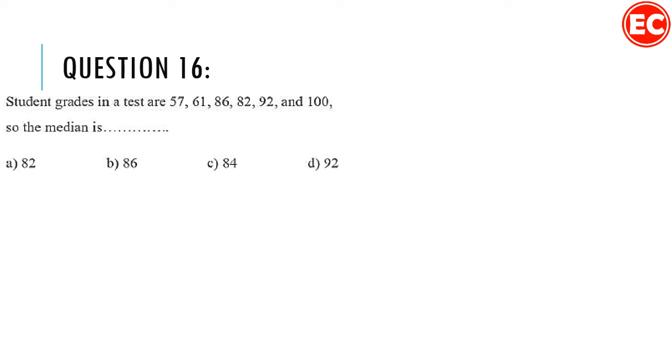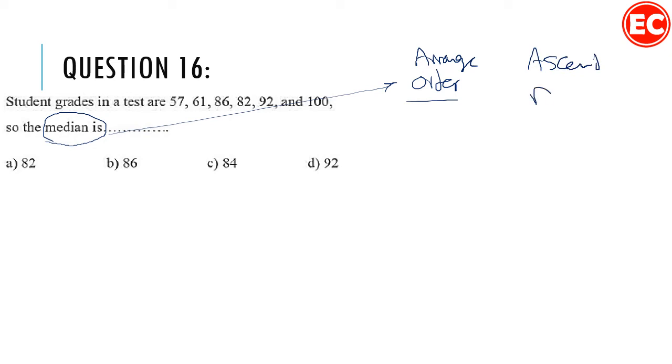Question number 16. Student grades in a test: 57, 61, 86, 82, 92, and 100. And I want to find the value of the median. Before we find the median, we should order the numbers first. You may ask yourself, do I arrange the numbers in ascending or descending order? It doesn't matter. You can arrange the numbers in ascending order or descending order.